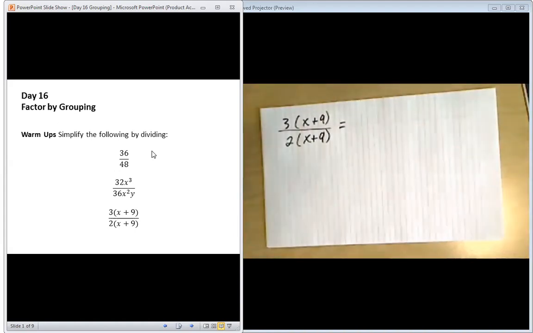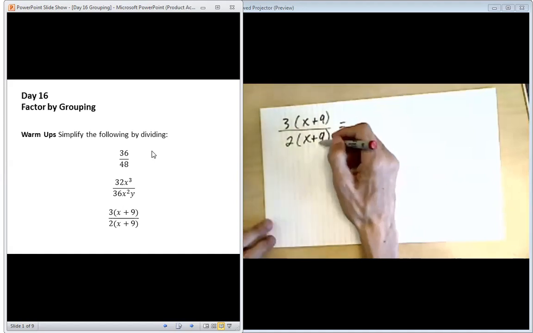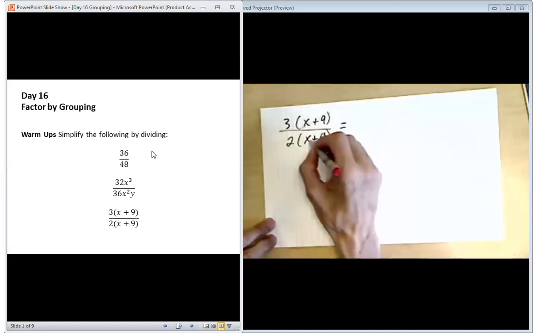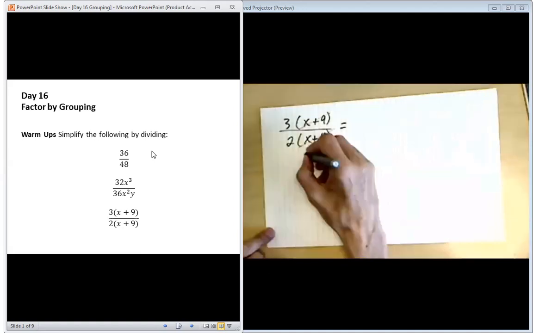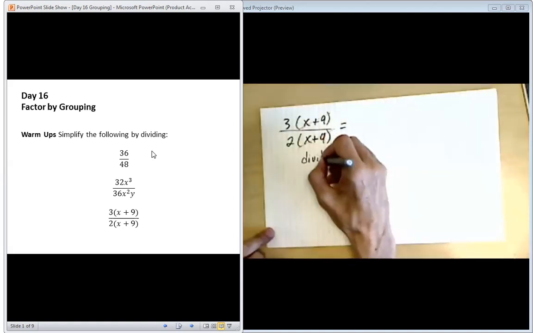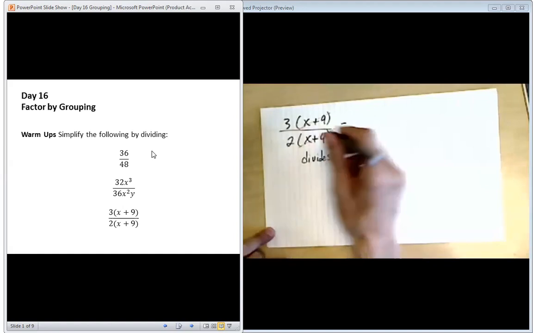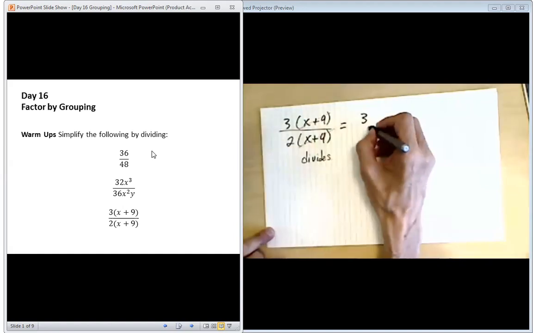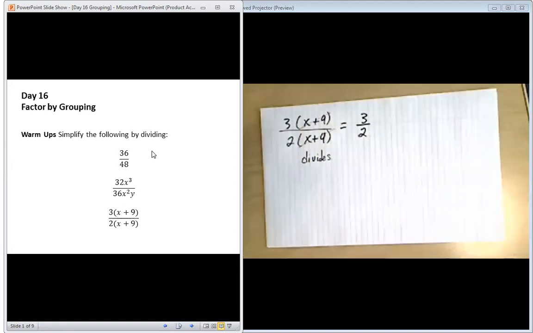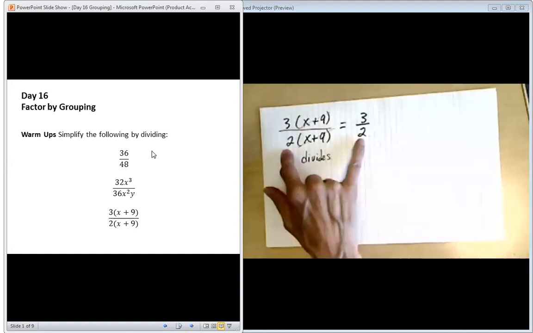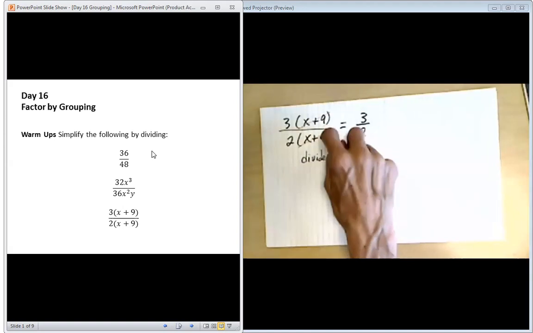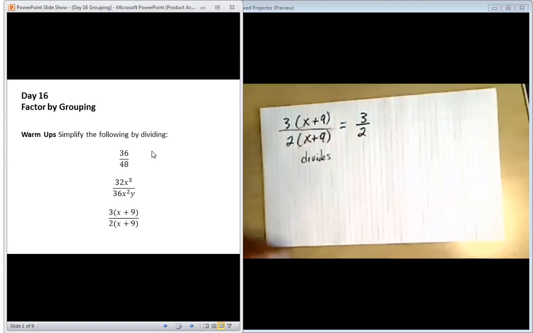We have the same thing on the top and on the bottom, x plus 9. They divide out, is officially what happens, right? And so now it's a little less ugly than before. What are we left with? 3 over 2. Yeah, of course. The 3 doesn't go anywhere, and the 2 doesn't go anywhere, so they stick around. But these ones, because they're the same as one another, they're gone.